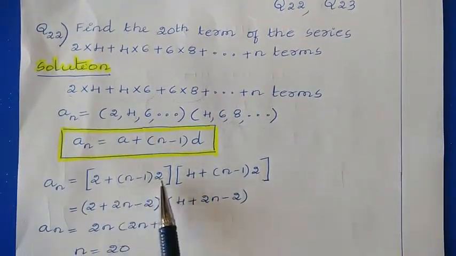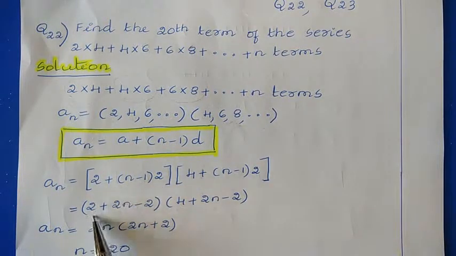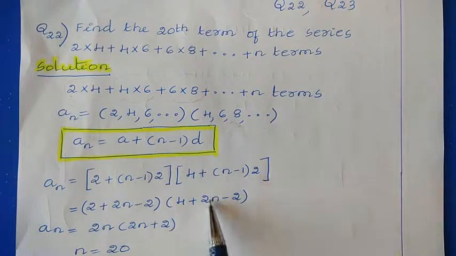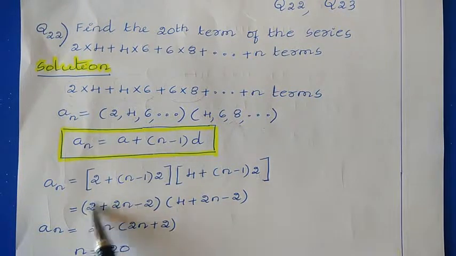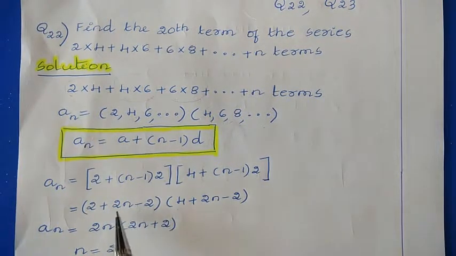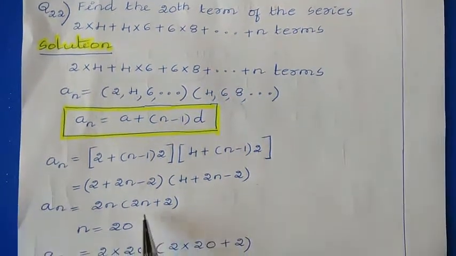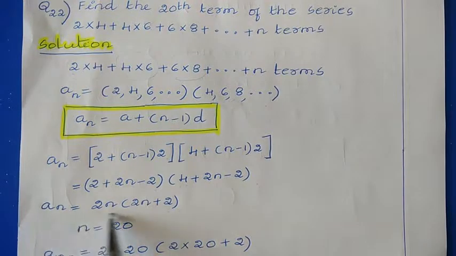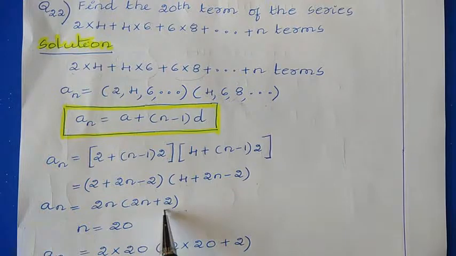So now if you multiply this, we get 2 plus 2n minus 2 into 4 plus 2n minus 2. Here 2n minus 2 will get cancelled. So we have 2n and here 4 minus 2, that is 2. So that is 2n plus 2. So now we got the nth term as a_n is equal to 2n into 2n plus 2.